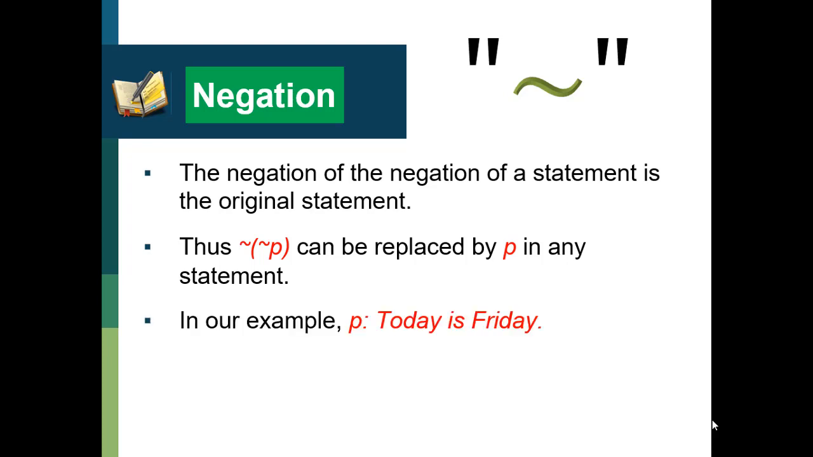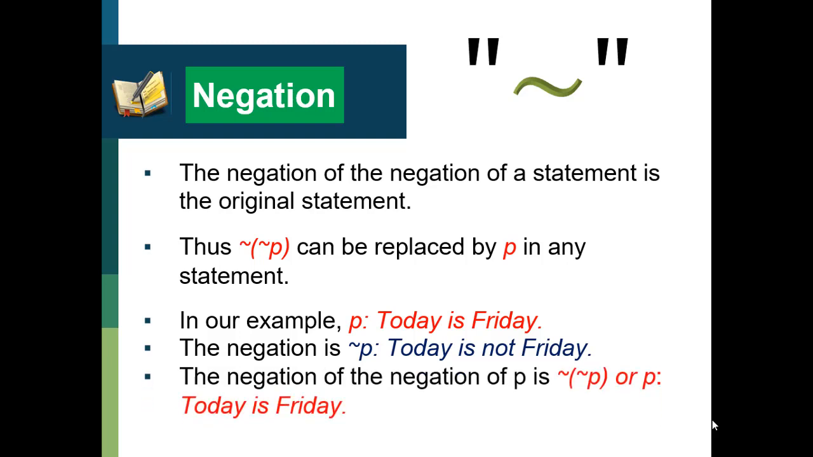For example, let the statement P represent today is Friday. Then the negation of P, or not P, is today is not Friday. But if you negate it again, now the negation of not P is equal to the original statement P. If the given negation not P is negated again, that will give you today is Friday. Because the negation of today is not Friday is today is Friday. See the logic? That is very easy, right?